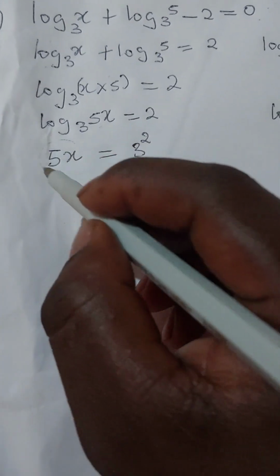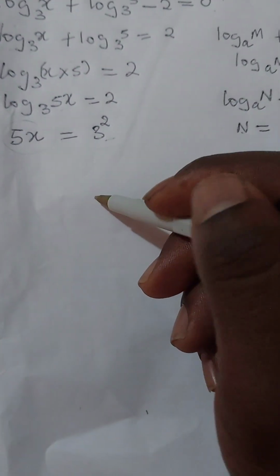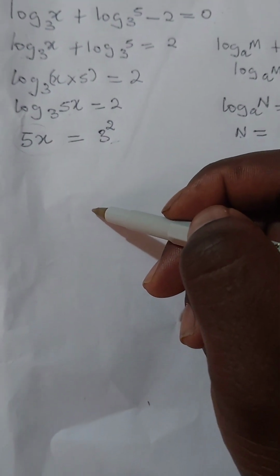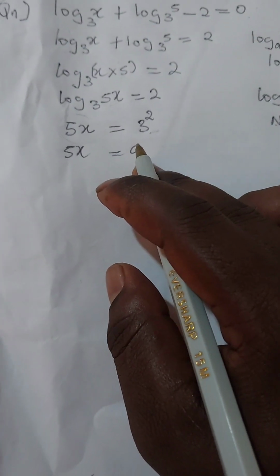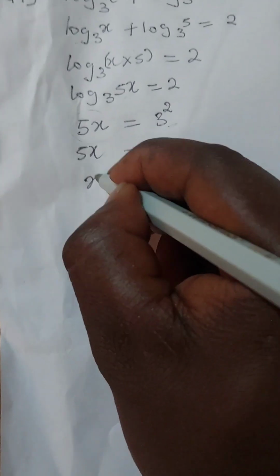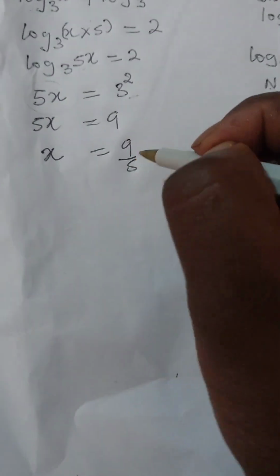And we can simplify the right hand side. We know that 3 to the power 2 is the same as 3 multiplying itself twice, which means 3 times 3, which is 9. So we are left with 5x is equal to 9. This is now a linear equation. To solve this, we divide both sides by 5. We get 5x over 5, remaining with x here, is equal to 9 over 5.